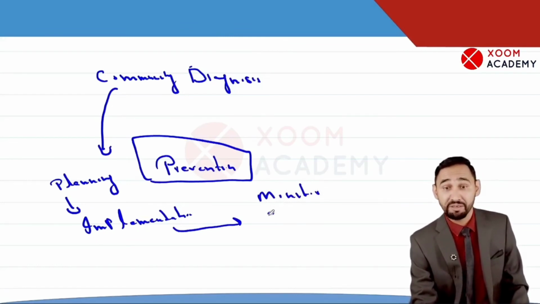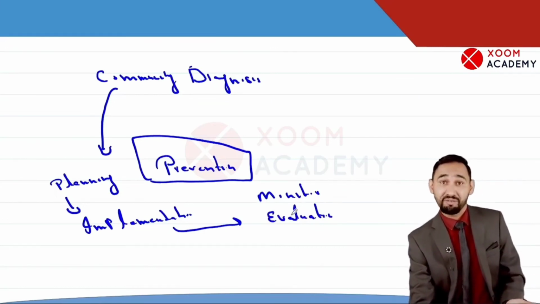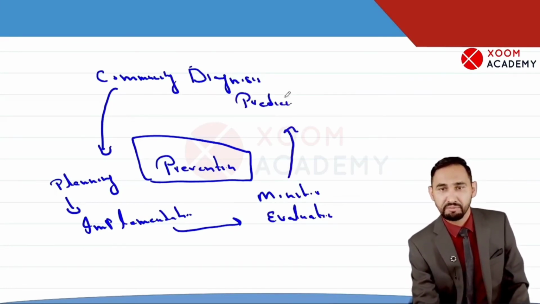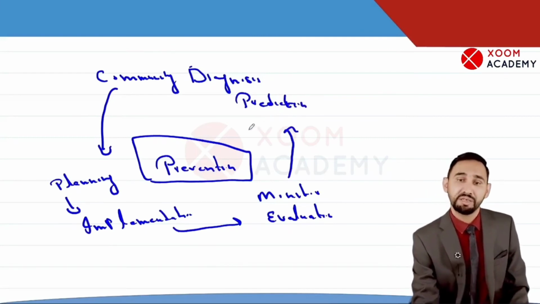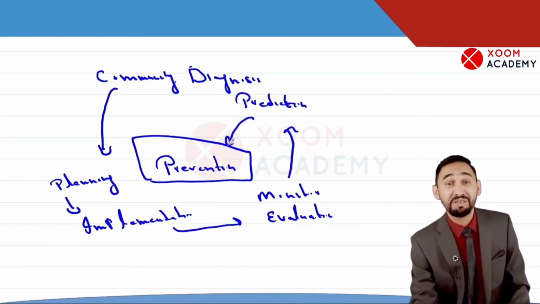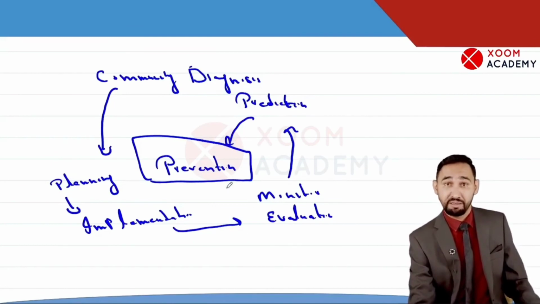We will evaluate whether our interventions are successful or not successful, and what changes need to be made. And we predict, to predict the health status of community. All of this has one aim, one objective: prevention of disease, improvement of health status of community. Our community should be healthy.